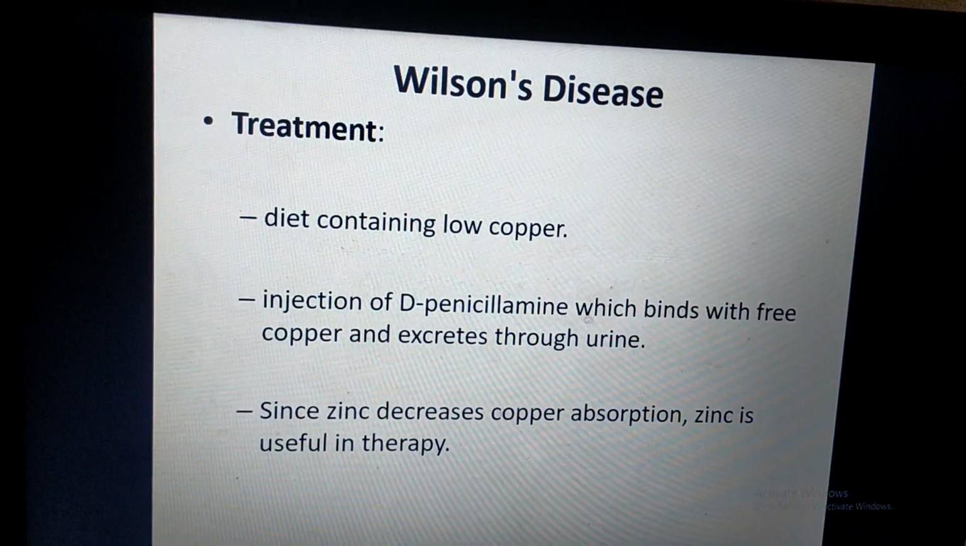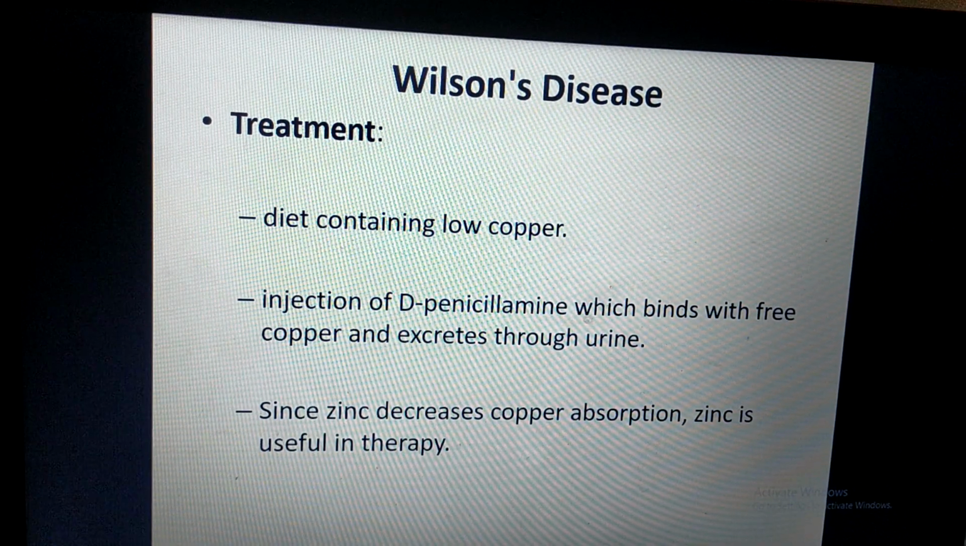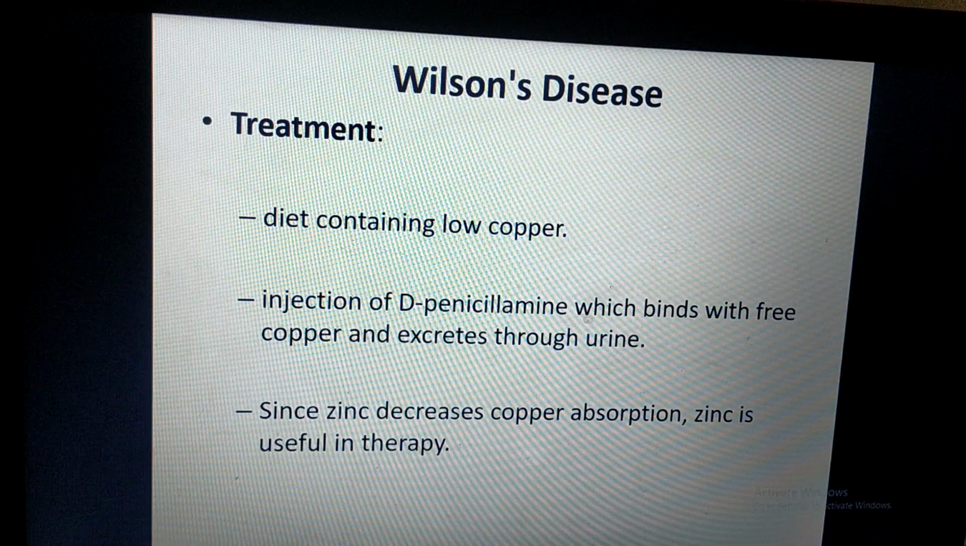Now, treatment of Wilson's disease: you can give a diet containing low copper. We can also inject D-penicillamine in such patients. This D-penicillamine binds with free copper and forms a harmless substance which can be easily excreted through the urine. You can also give zinc in the diet in such patients, which decreases the absorption of copper from the diet.